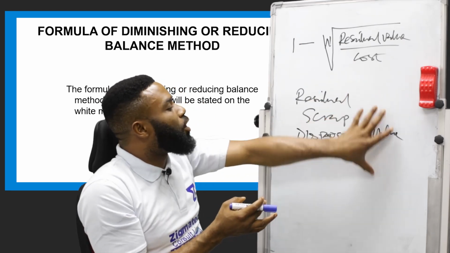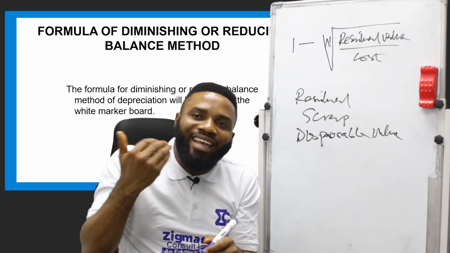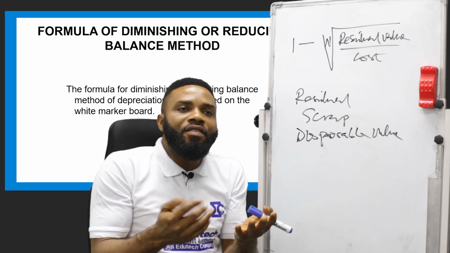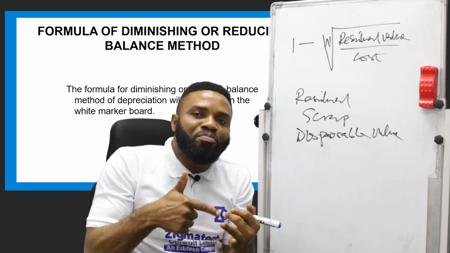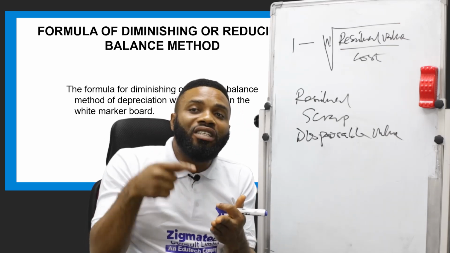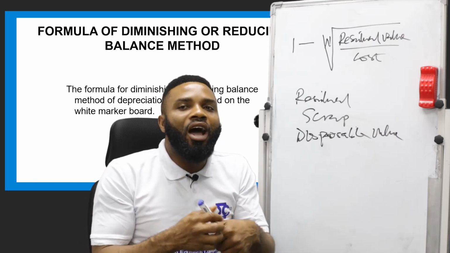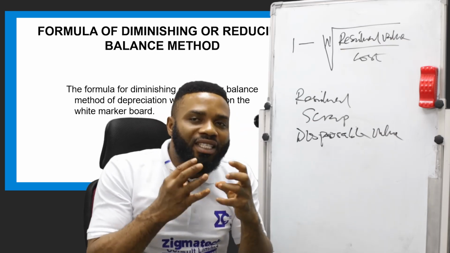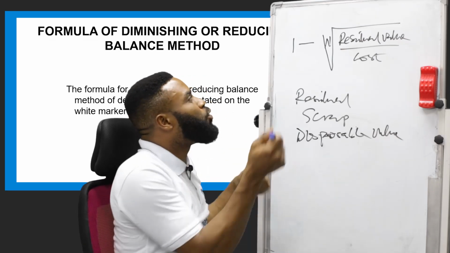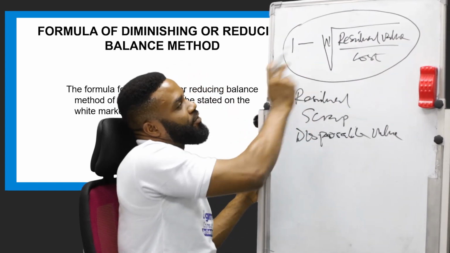Now, all these terminologies are used to describe the asset at the end of the asset life. So you can see an illustration where you'll be given the cost of the asset. You'll be given the expected value or the residual value, the scrap value or disposable value of the asset, and then you will be asked to determine the depreciation rate. Now, at that point, they didn't give you the percentage you are going to use to charge the depreciation.